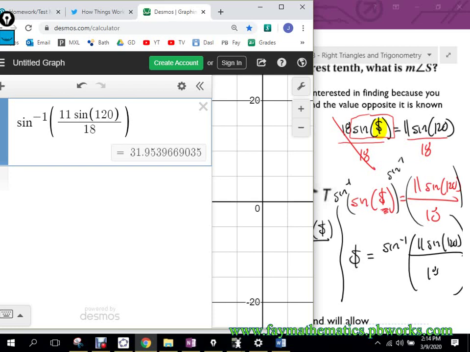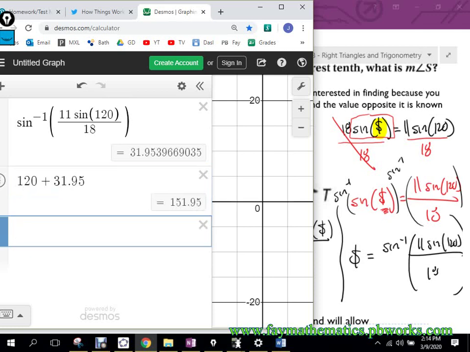Does that make sense? So once I know that angle is 31.95, and the one angle was 120, so I've used that many degrees, right? 151.95. Can I subtract that from 180 to get the third angle? Does that make sense? Okay.